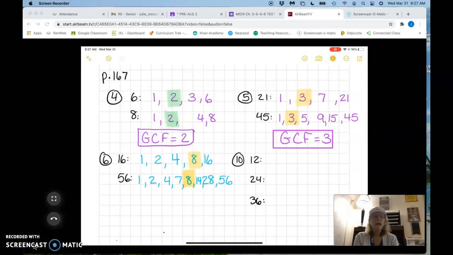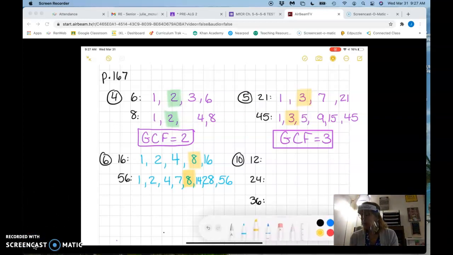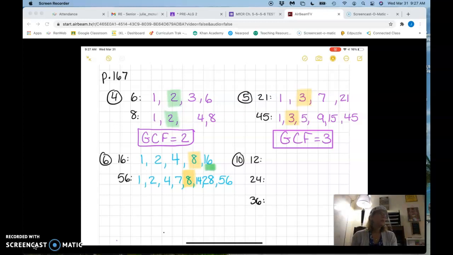So sometimes, I just want you to note, sometimes the last number will be a factor with something in your bottom row. So pay attention. Don't just say, oh, because it's the last number, I don't use it. Sometimes you will actually use that last number. So pay attention to that.